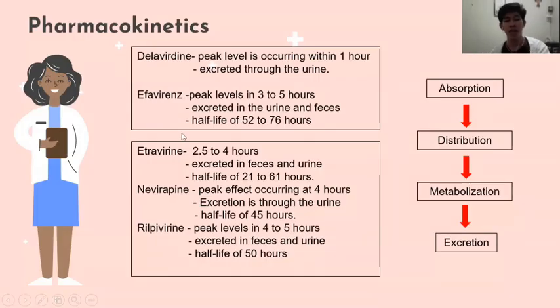Okay, so pharmacokinetics. In terms of pharmacokinetics, the drugs under this classification are rapidly absorbed in the GI tract, distributed towards the targeted cell, and metabolized in the liver, specifically in the P450 cytochrome system, and excreted via urine, feces, or both. For example, for efavirenz, I also indicated the peak level and half-life here. Peak levels in 3 to 5 hours, excreted in the urine and feces, and its half-life is 52 to 76 hours.